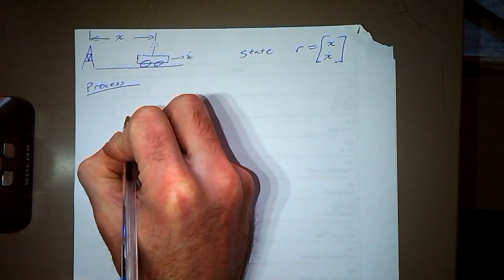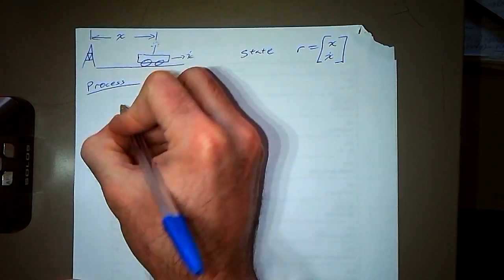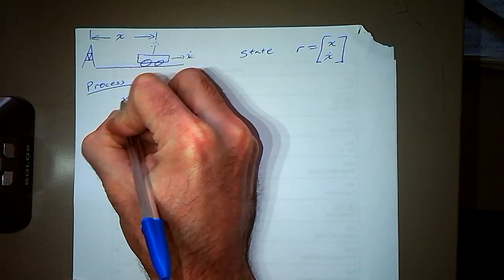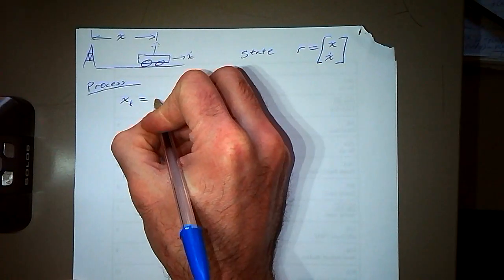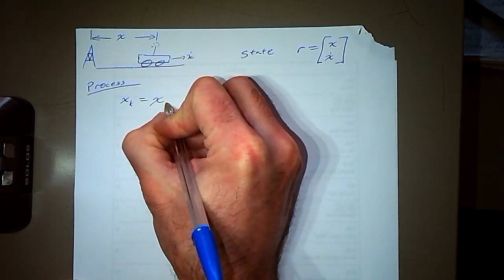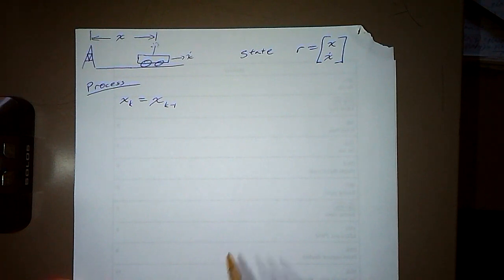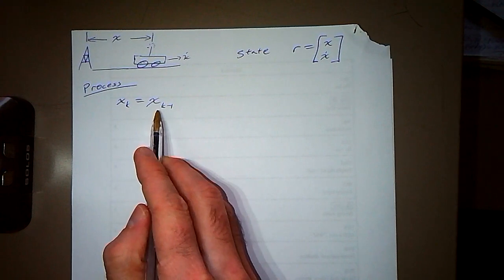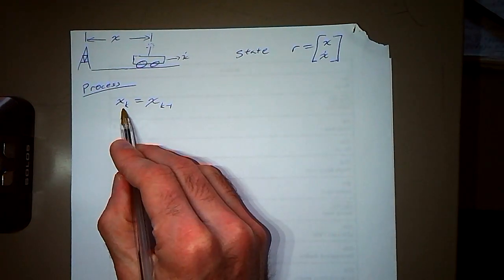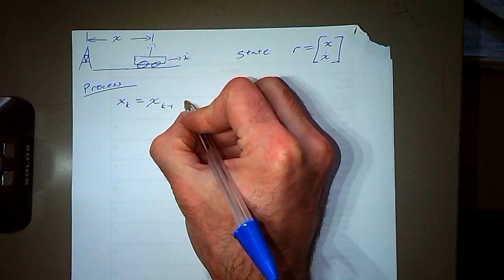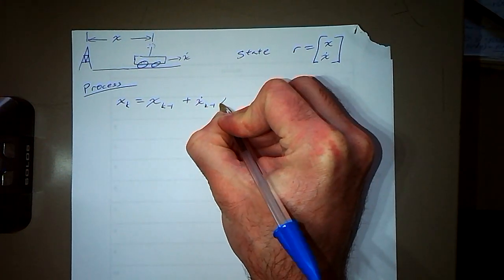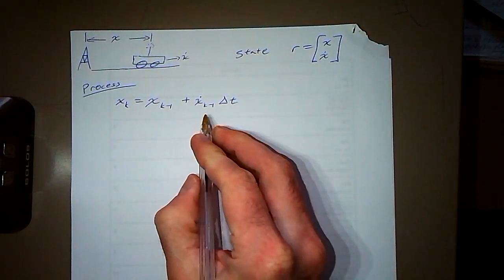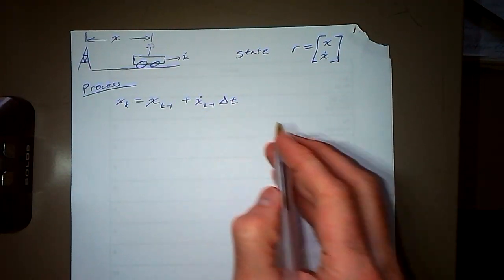So we've got the state at the current time, r of k, and we'll look at each component. The position at the current time is equal to the previous position. This is a discrete equation; we're looking at positions at discrete points in time, from one time step to the next, x k minus 1 to x k. So the current position is the previous position plus the previous velocity, x dot k minus 1, multiplied by the time between intervals, delta t.